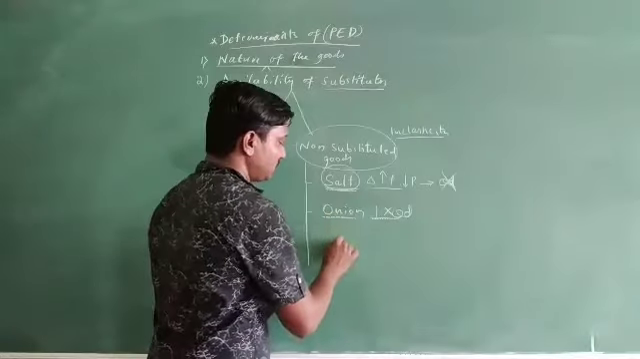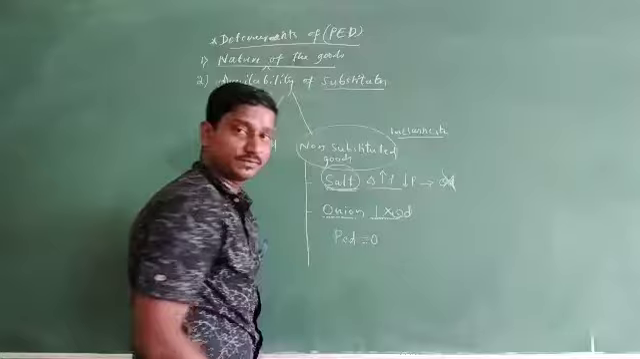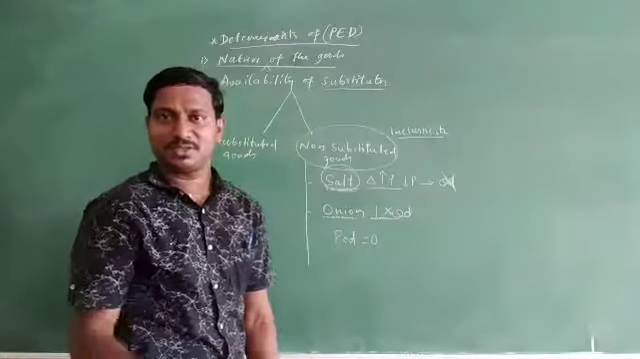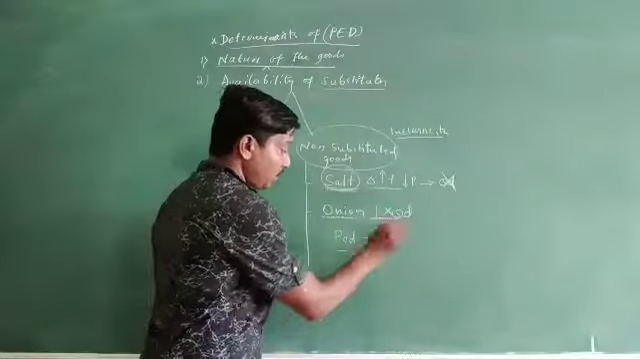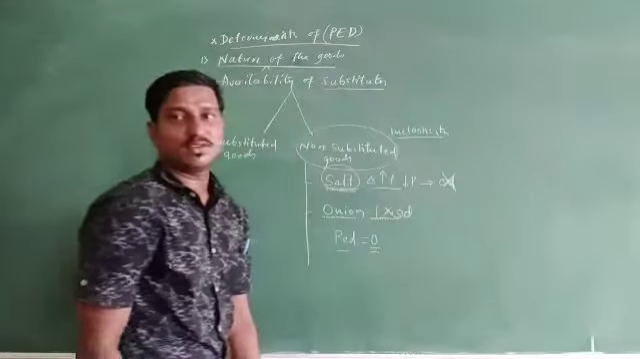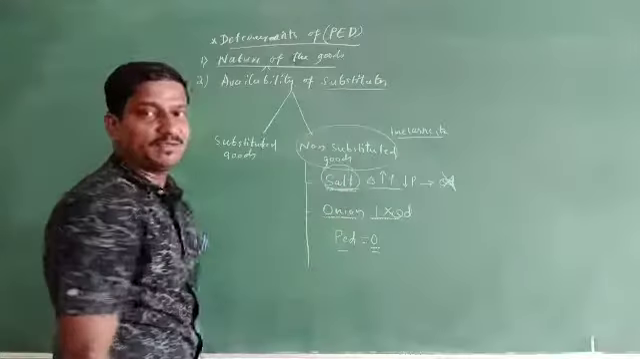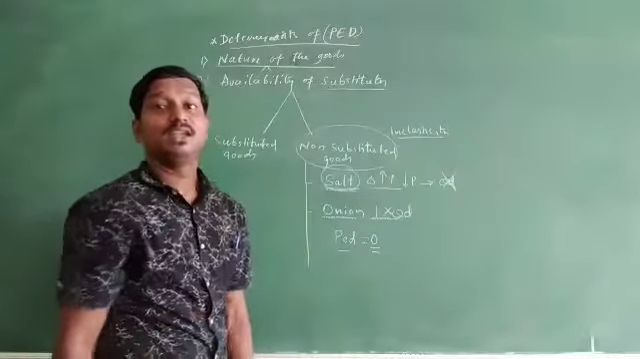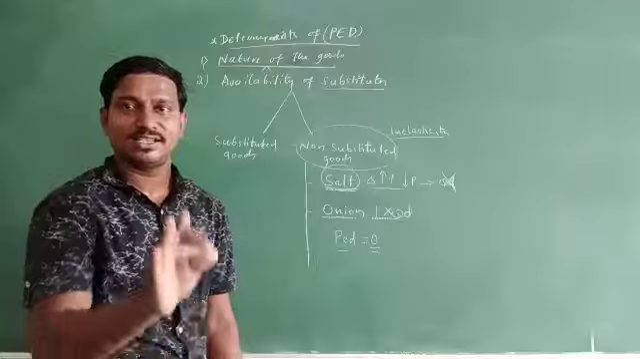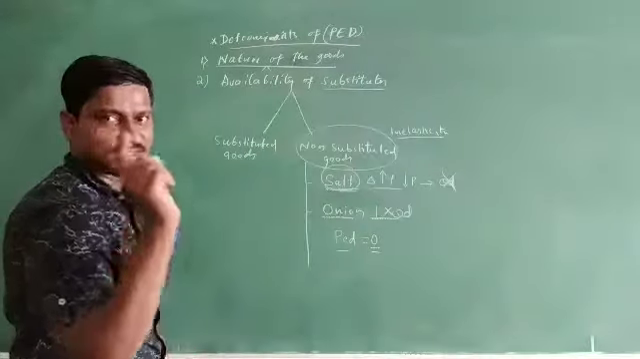But then how do you write this? Price elasticity of demand is equal to 0. So what do you mean by price elasticity of demand equal to 0? It indicates that whatever the change in price, there won't be any change in the quantity demanded. And that is what we call the price elasticity of demand for non-substituted goods: inelastic. Okay, so this is how the second factor determines our price elasticity of demand.